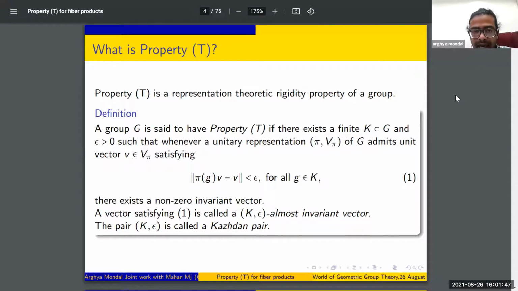What do I mean by an almost invariant vector? You fix a finite set K, a subset of G, and epsilon greater than 0, and you say that a unit vector is K-epsilon almost invariant if, when you hit it by any element of this finite set K, it will not be moved by a distance more than epsilon. And a group is said to have property T if there exists a fixed finite set K and epsilon greater than 0, such that whenever a unitary representation of G has a K-epsilon almost invariant vector, then it must have an invariant vector. In this case, the pair (K, epsilon) is called a Kazhdan pair.